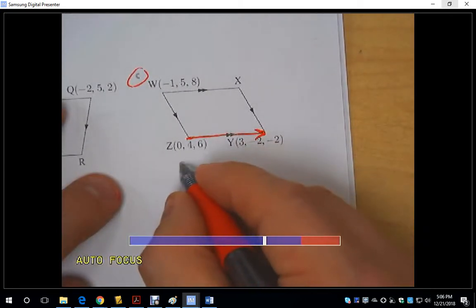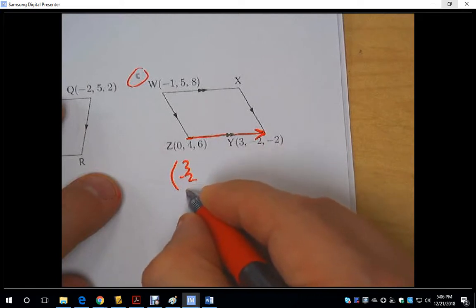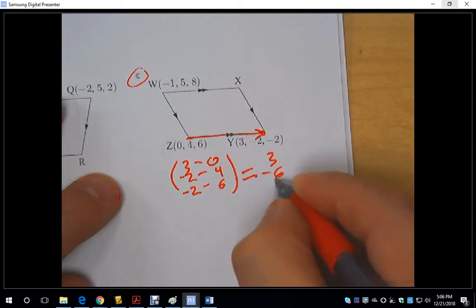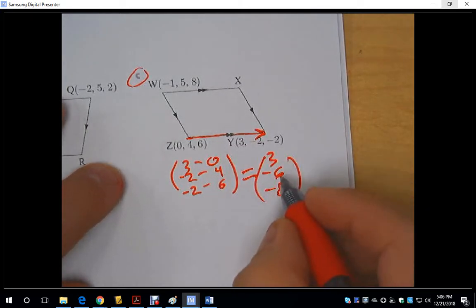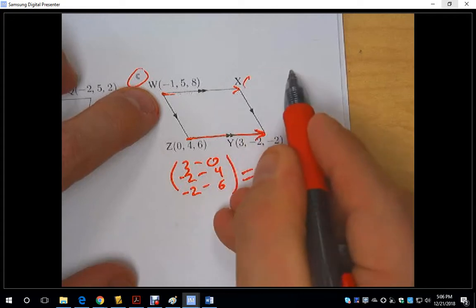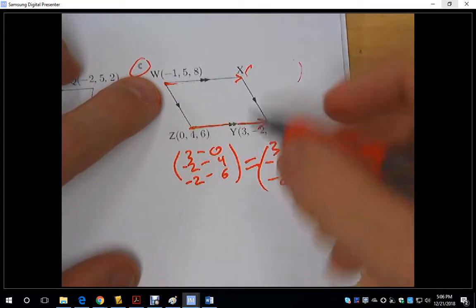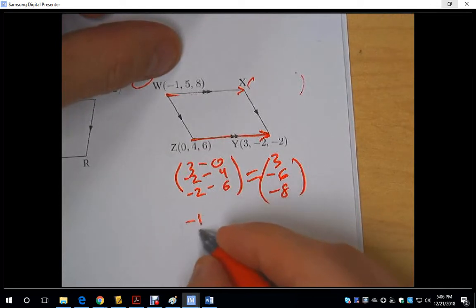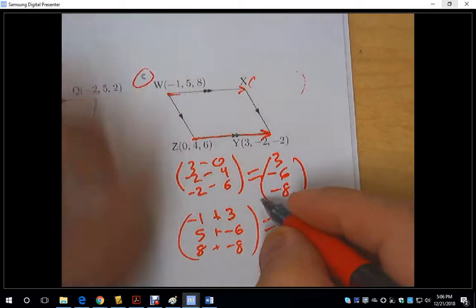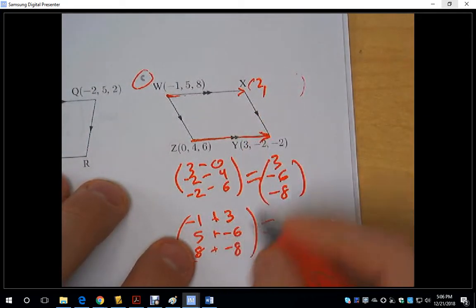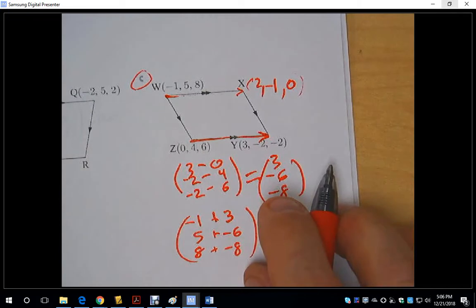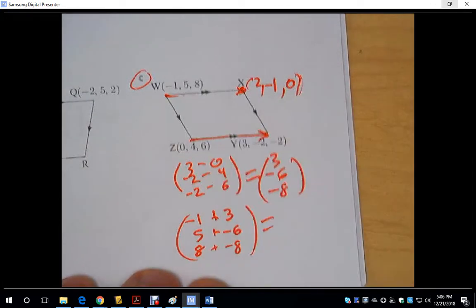I'm going to take head minus tail, 3, -2, -2, and subtract 0, 4, 6. That gives me 3, -6, -8. That's my vector. I'm going to take this vector and add it to this point here to get this point here. So I have -1, 5, 8. I'm going to add it to 3, -6, -8 to get 2. 5 minus 6 is -1, and 8 minus 8 is 0. So there you go. That is the point right here.